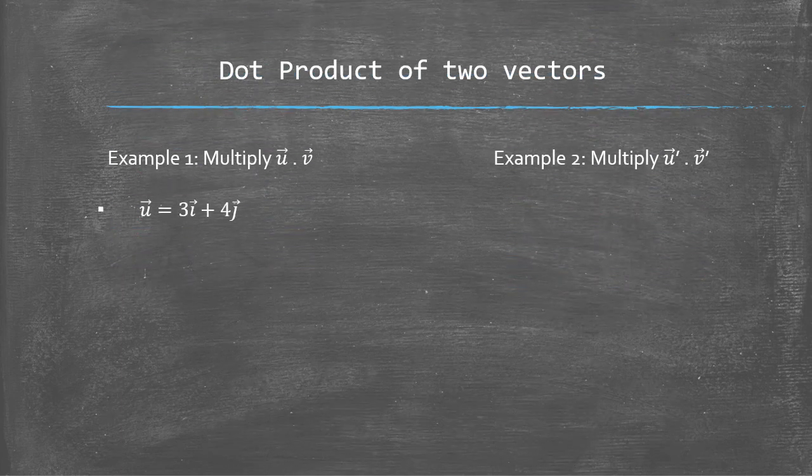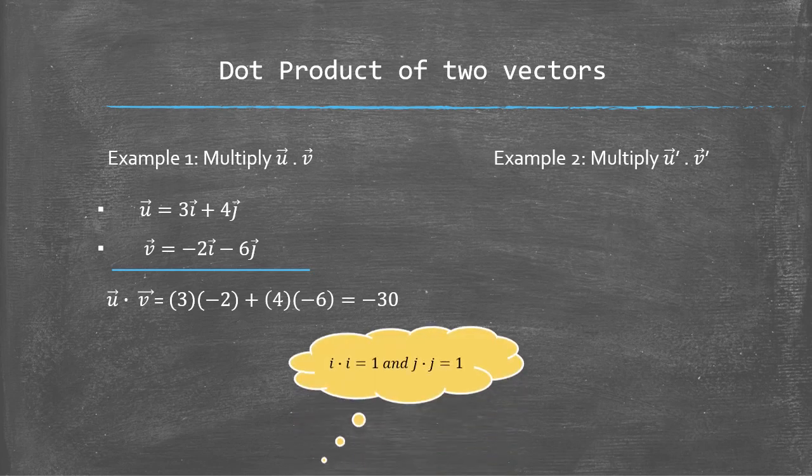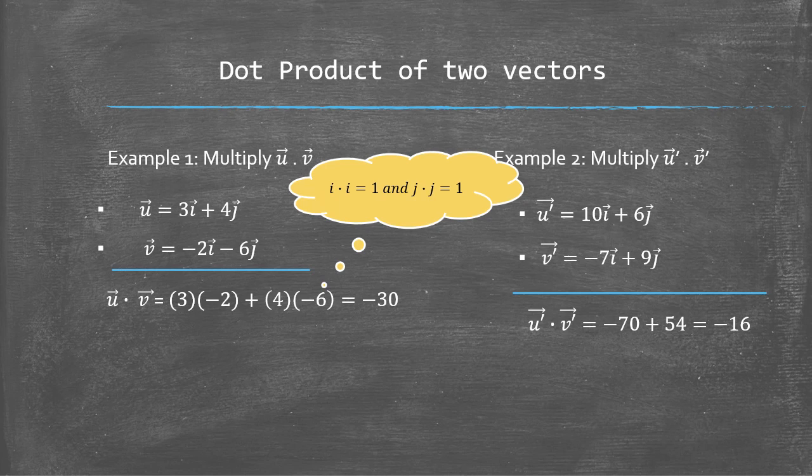Now the dot product is 3 times -2 plus 4 times -6. Keep in mind, i times i is 1 and j times j is 1, where i times j is 0 and j times i is 0. So that's why the product of two vectors is a scalar.